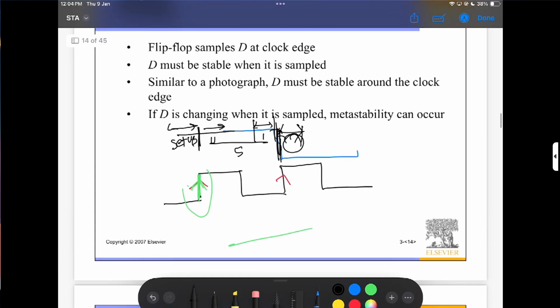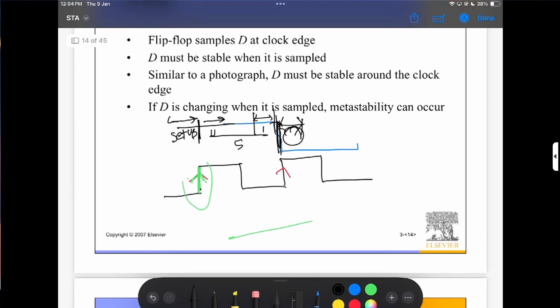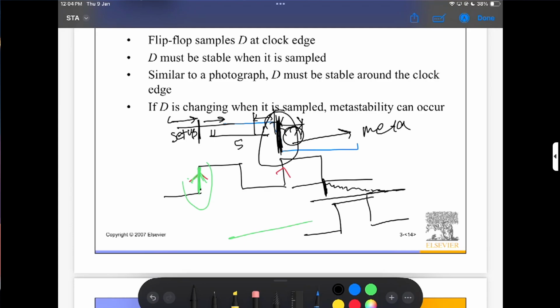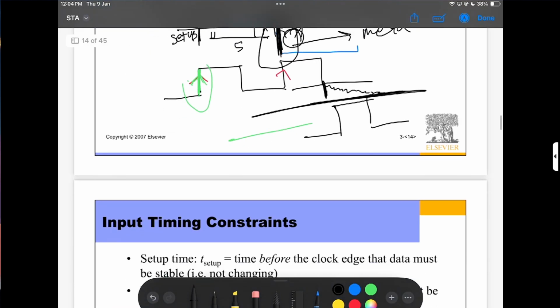Similar to the previous case, D must be stable at the clock; if D is changing when it is sampled, we get metastability. So D is changing when it's sampled. If D changes in this period, it goes to metastability. My circuit will be like this: suppose my input is this and the clock is this, and if here it is changing, then it goes like this, and some recovery time will be needed.